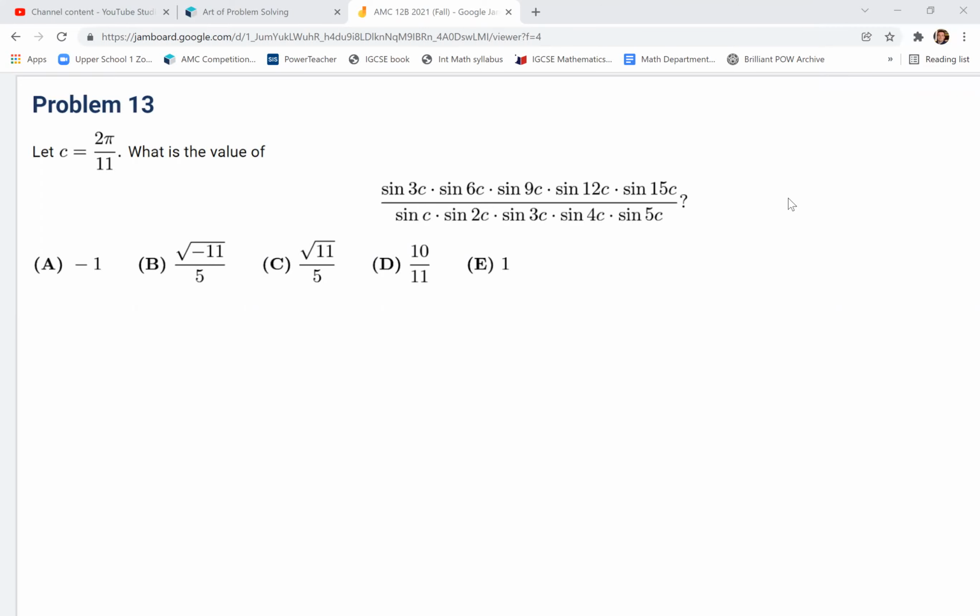Sine 3c times sine 6c times sine 9c times sine 12c times sine 15c, over sine c times sine 2c times sine 3c times sine 4c times sine 5c. Try saying that 10 times fast.